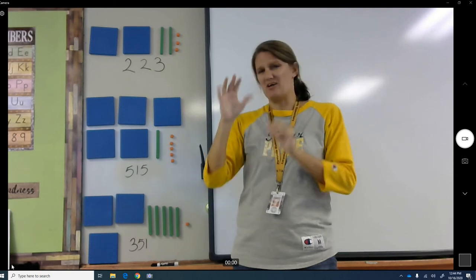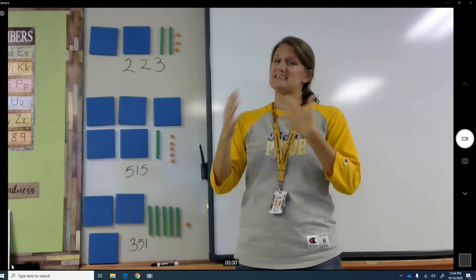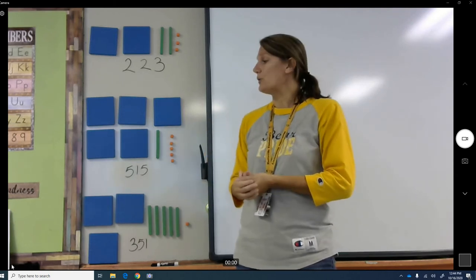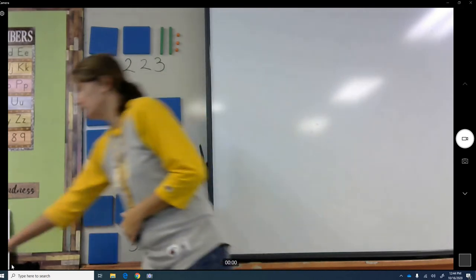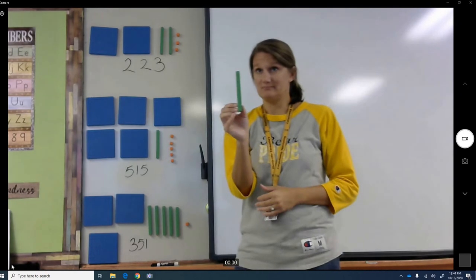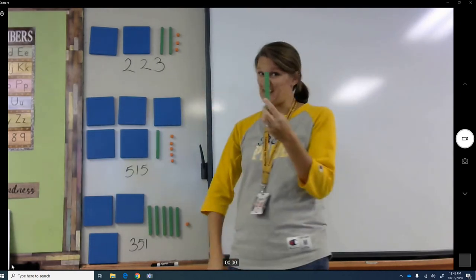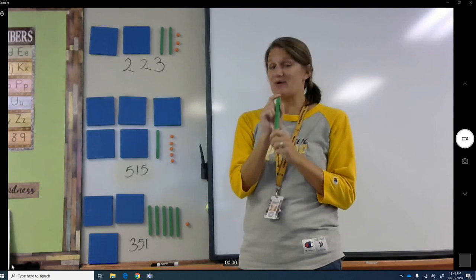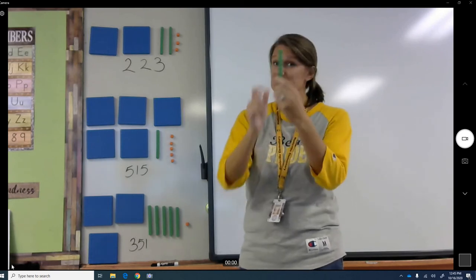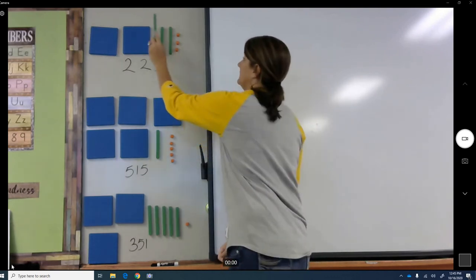But that's kind of a lot, 223, 220, that's a lot of counting. So I'm just going to add a tens block. Because this is 10, right? Yeah, this tens block is 10. So I can add 10 just by sticking a tens block with it.